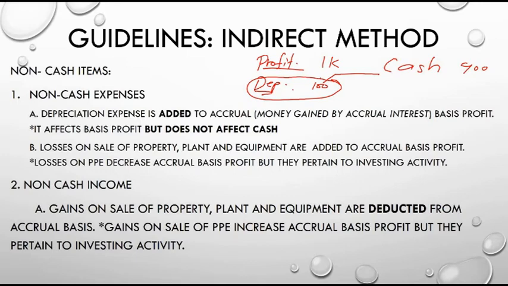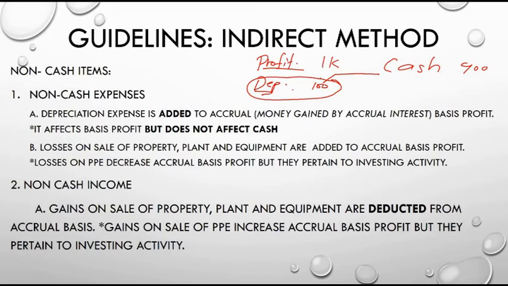Losses on property, plant, and equipment decrease accrual basis profit, but they pertain to investing activity. Ibig sabihin, kapag nagbenta ka kasi ng gamit, di ba, nababawasan ka ng profit. Pwede kang mabawasan ng profit. So, kailangan mo siyang isubtract doon. Pero, idadagdag mo naman siya sa investing activity.